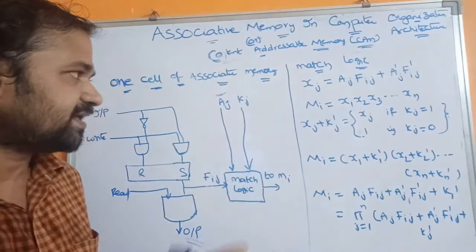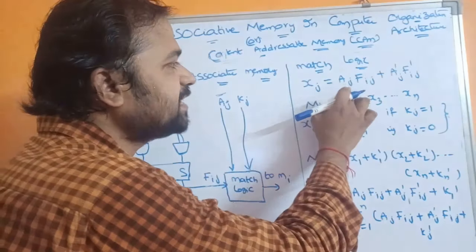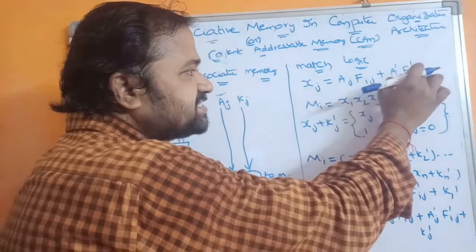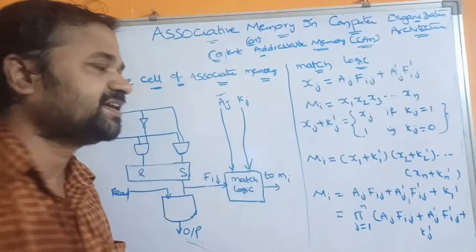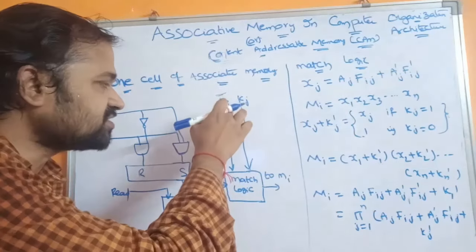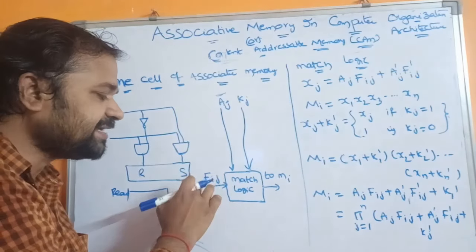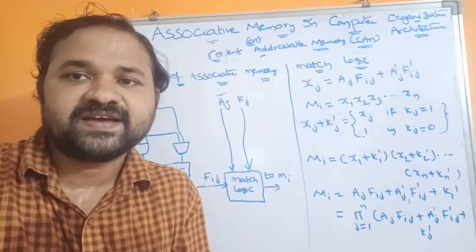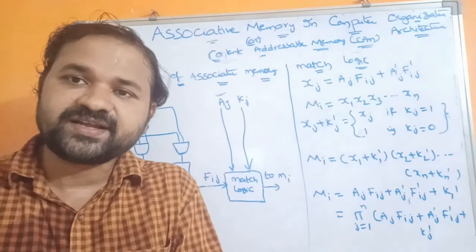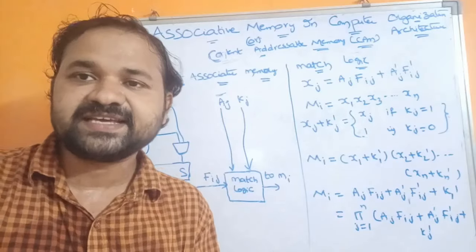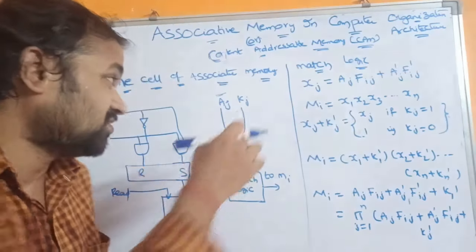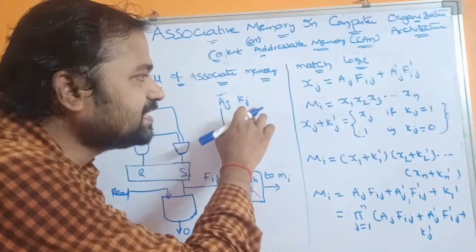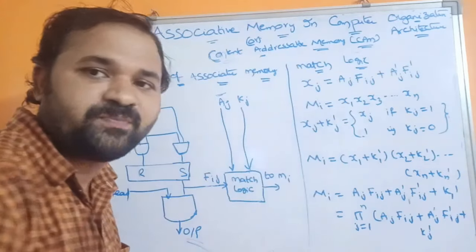Here Xj is equal to Aj Fij plus A dash j F dash ij. Here we know that match logic means we have to compare Aj with Fij. So when they are either 0 0 or 1 1, then we can say that they are equal. Here we are neglecting the key bit, so by ignoring the key bit we are performing the comparison.